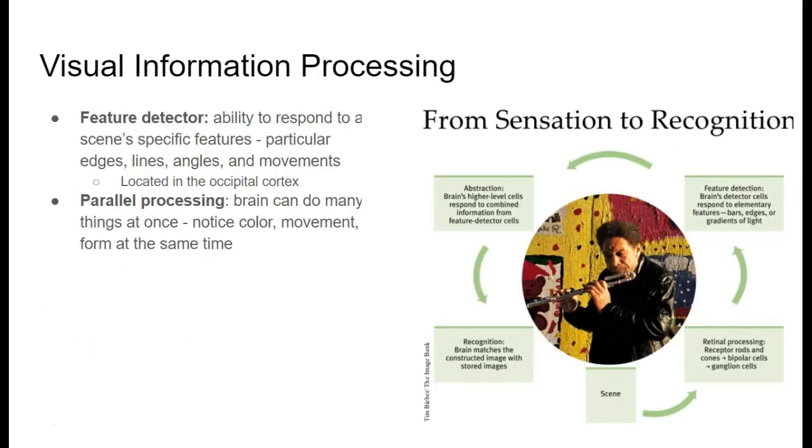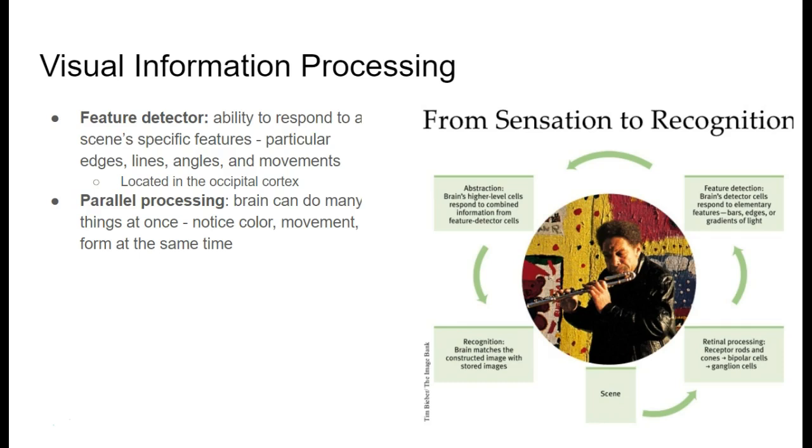Visual information processing. So how do we process this information? We have what we call feature detectors. Feature detectors are located in your occipital cortex, so in the back of your brain. This is the ability to respond to a scene's specific features. So for example, it allows you to identify faces because of the edges, lines, angles, and movement of that face. So that's how you're able to detect that feature.